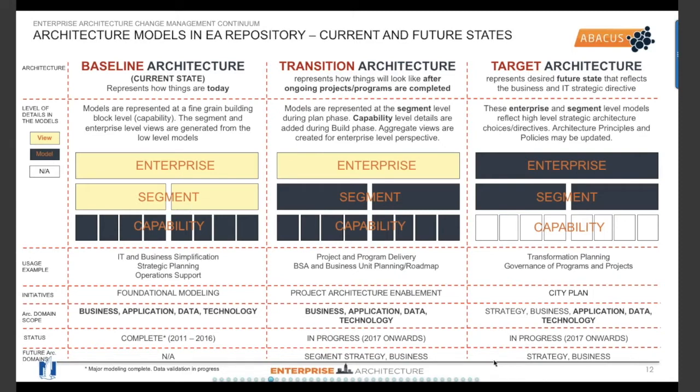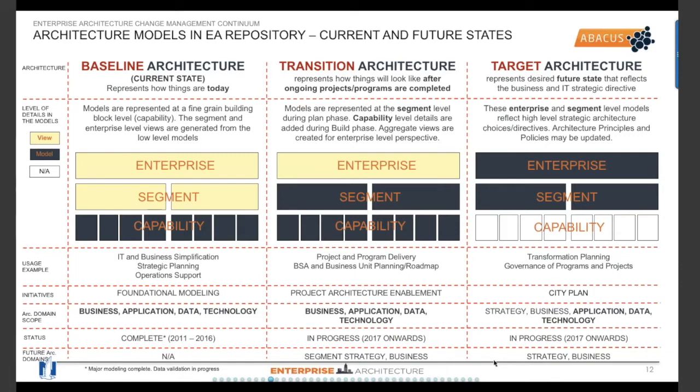And then when it comes to transition architecture, that's more of the work that we do across all the different projects and programs that we run. There we start with the segment level, and during project execution, we put additional details at the capability level. And finally, when we plan for the future, we only look at the enterprise level and the segment level.